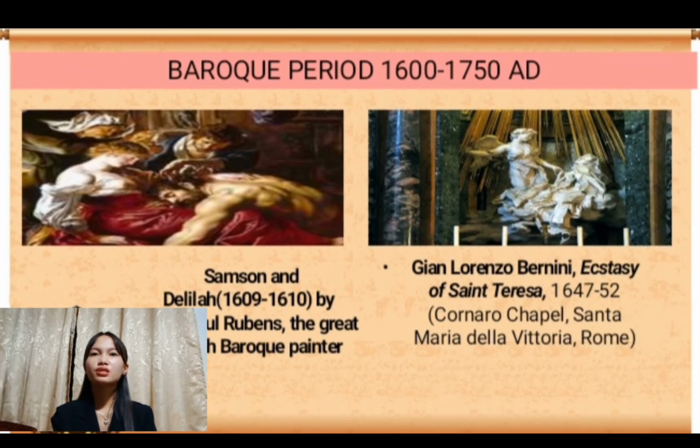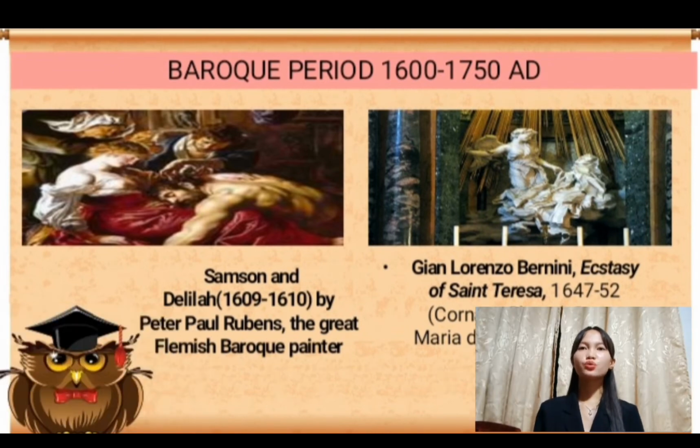The next one is Ecstasy of Saint Teresa, 1647 to 1652, Cornaro Chapel, Santa Maria della Vittoria, in Rome, by Gian Lorenzo Bernini. It was designed and completed by Gian Lorenzo Bernini, the leading sculptor of his day, who also designed the setting of the chapel in marble, stucco, and paint. It is generally considered to be one of the sculptural masterpieces of the High Roman Baroque.